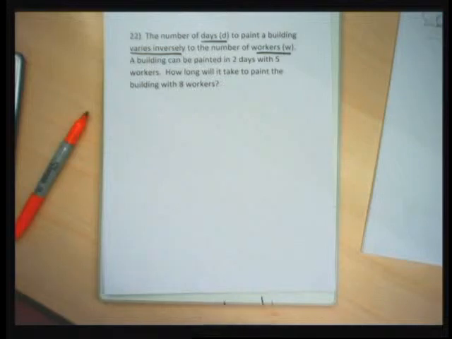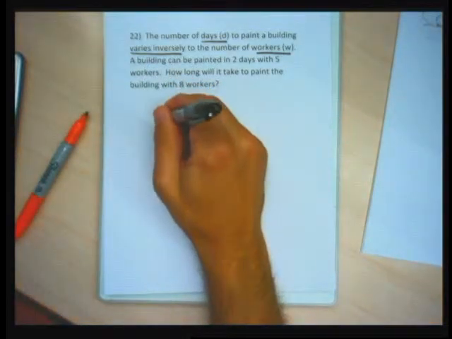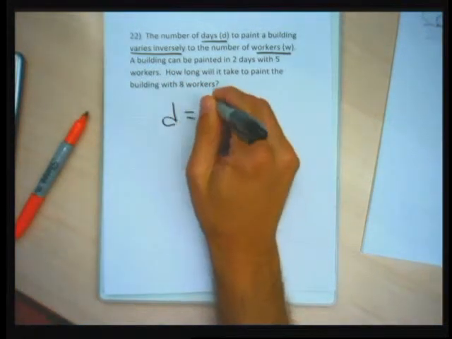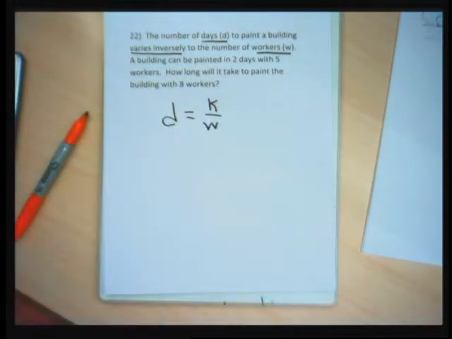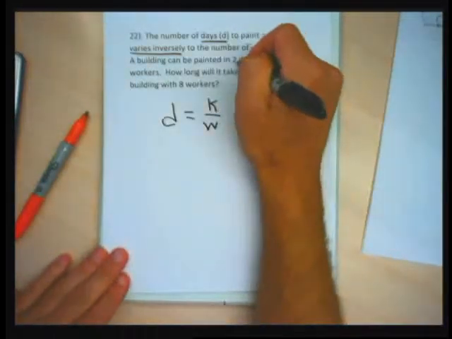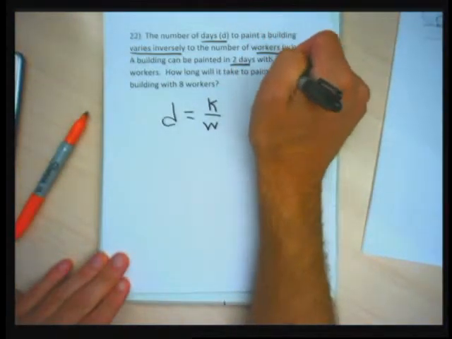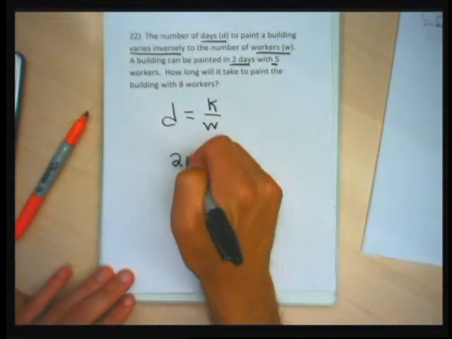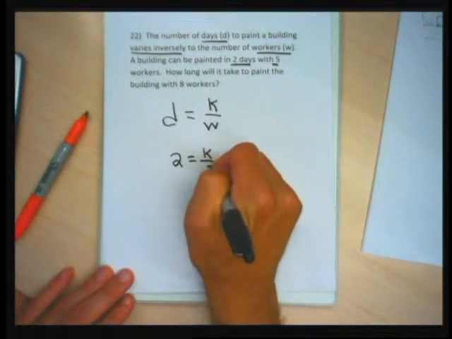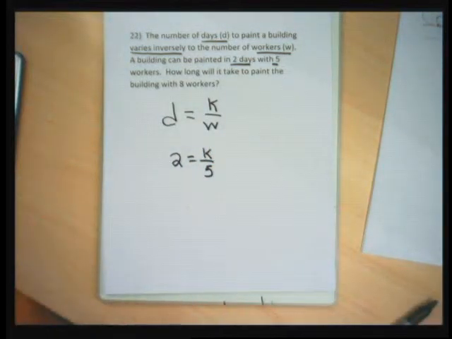So the equation I'm going to get from the first sentence, the number of days varies inversely to the number of workers, is just that simple equation: D equals K over W, with nothing else needing to be done because I don't need any exponents and I don't need any radical symbols. Now I'm going to go to the second sentence. The second sentence tells me a building can be painted in 2 days with 5 workers. I'm going to plug in 2 for the number of days, plug in 5 for the number of workers, and that's going to help me solve for K.